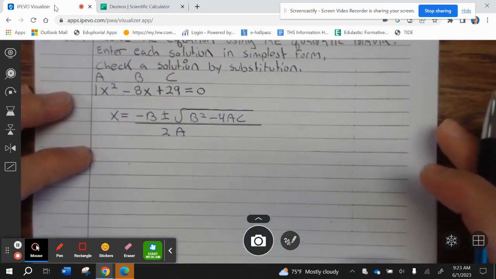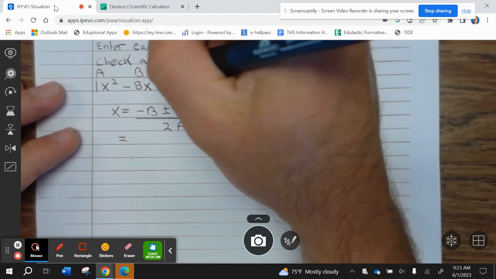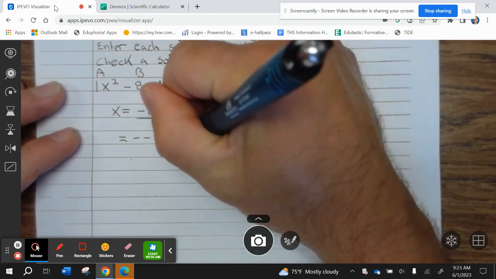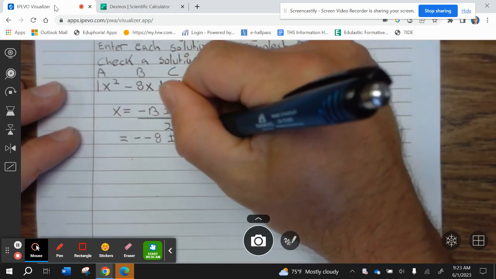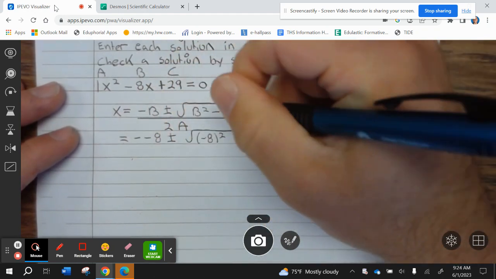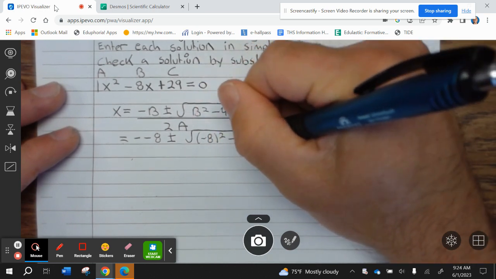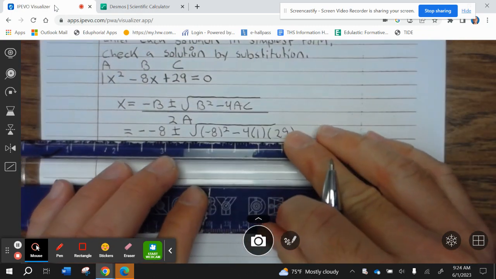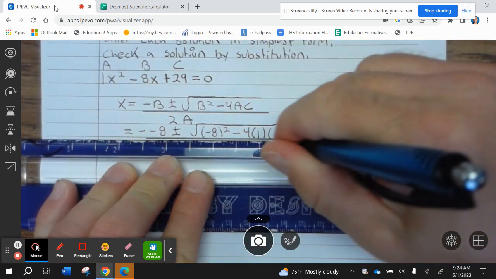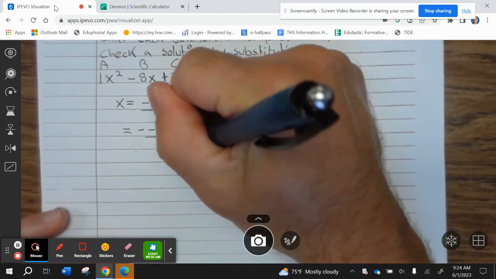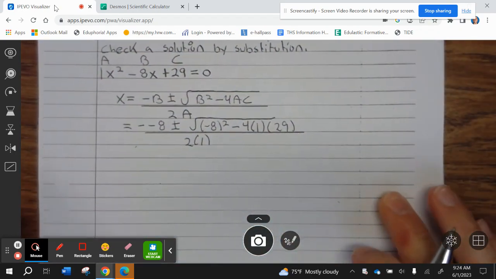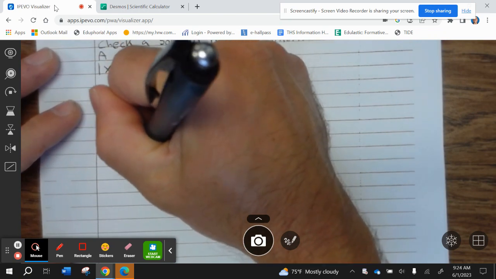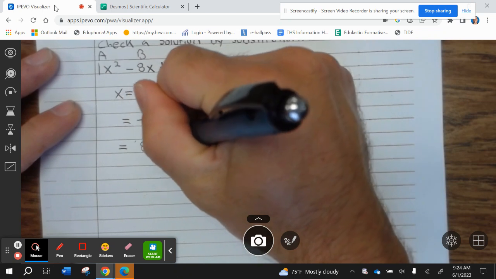Okay, so now let's plug the numbers in. So that's equal to negative b, which is negative 8, plus or minus the square root of negative 8 squared minus 4 times 1 times 29, divided by 2 times 1, which equals, a negative times negative is positive, so that's just 8 plus or minus the square root.